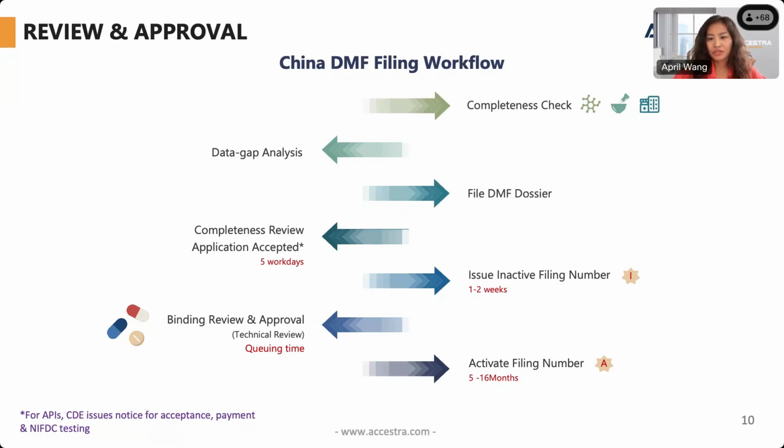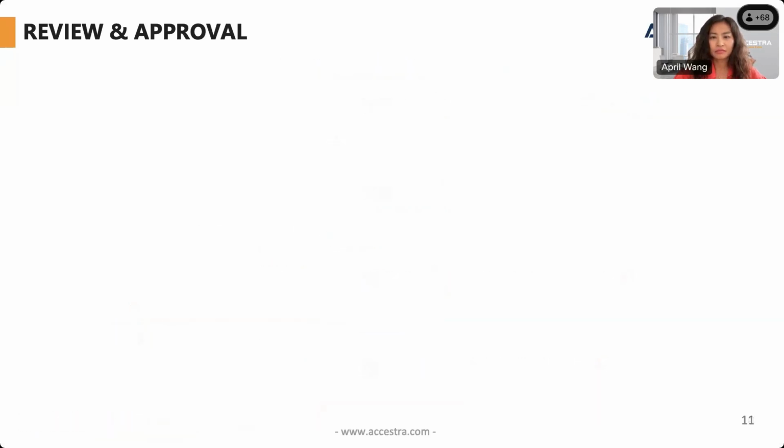So it also depends on the associated drug product and its application category. For example, whether it's a new registration or a change application. So in conclusion, the total timeline of DMF review and approval is about 10 to 20 months, according to the statistics of recent years.